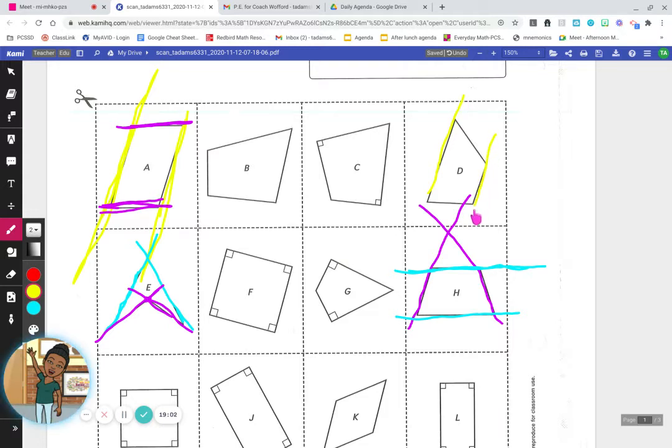Quadrilateral D. When I look at quadrilateral D, I can see right away that this shape definitely has at least one side of parallel lines. Why? Look at this, the sides on A and B. Don't they look the same? I know I can draw these lines forever and they will never meet. Let's check out the other side.